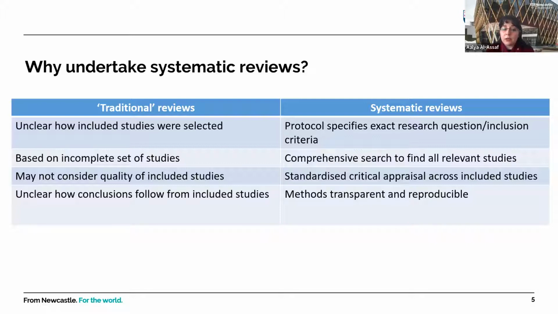Traditional reviews may not consider the quality of included studies, whereas systematic reviews should have standardized critical appraisal across all included studies. And in traditional reviews, it's unclear how the conclusion will follow from the included studies, whereas systematic review methods are transparent and reproducible.